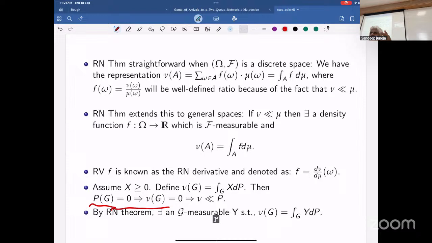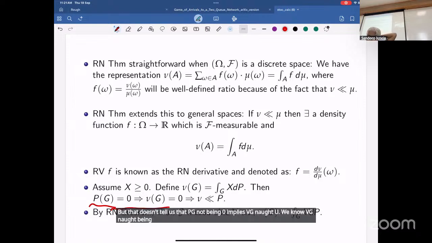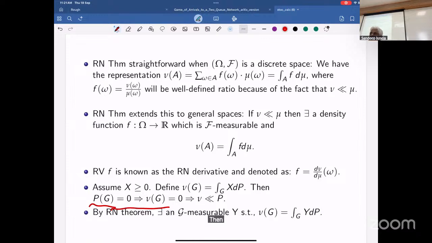If A implies B, then B complement implies A complement. No, that I understand. But that doesn't tell us that P(G) not being 0 implies nu(G) not being 0. We know nu(G) not being 0 implies P(G) not being 0. No, but that's okay. We don't need that. We just want: if nu(G) is positive, then P(G) must be positive. Oh, because we're dividing by P(G). So that's it. That's all we need. So you're with me on this so far, right?